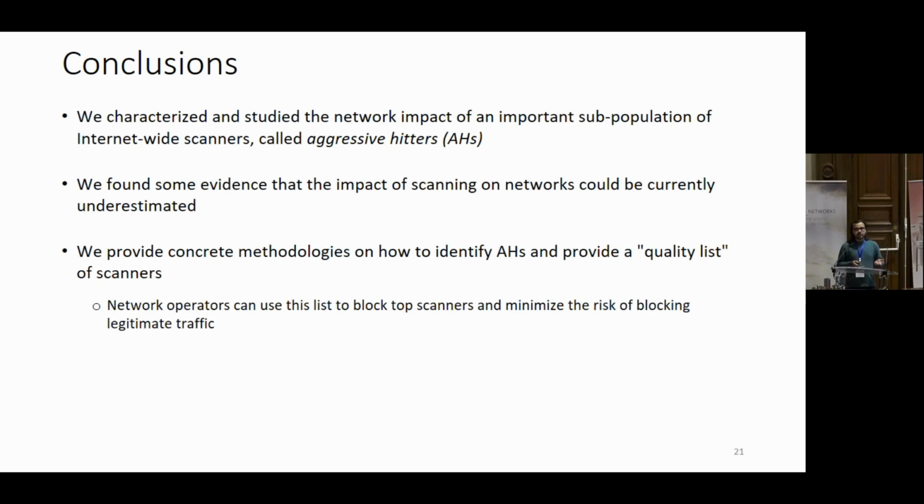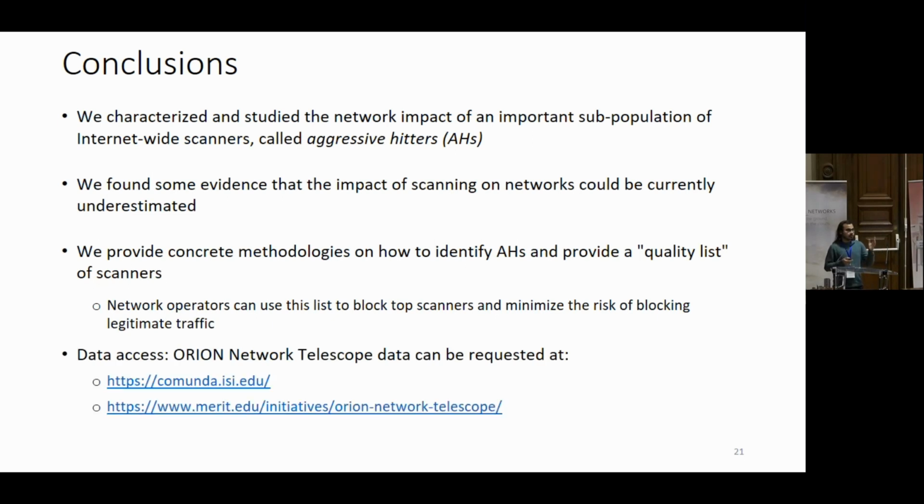This quality list can have practical implications where network operators can use this list to block top scanners and minimize the risk of blocking any legitimate traffic. And finally, our quality list of aggressive hitters can be obtained by requesting at the following two websites. Thank you.